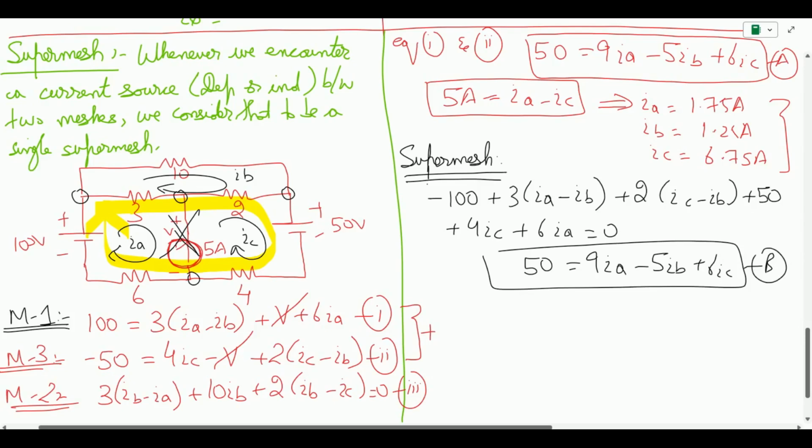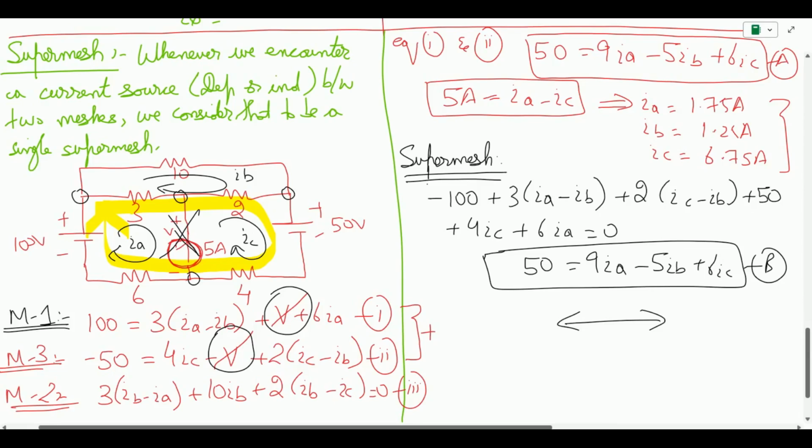What happens is that instead of going through the process of getting rid of these voltages and writing individual equations for all the meshes, we take advantage of the super mesh and come up with a single equation that will do the job for us. So this is how the super mesh equation normally works.